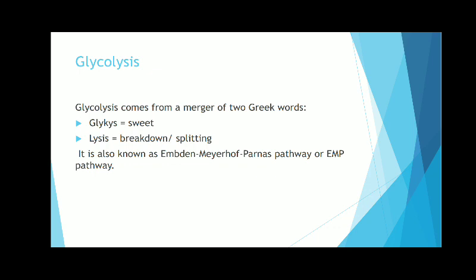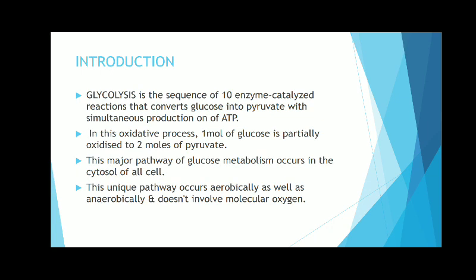So, starting with the topic, first we will see what is the meaning of the word glycolysis. Glycolysis comes from a merger of two Greek words. Basically, it is a Greek word. The one is glykis, which means sweet, and the other one is lysis, which means breakdown or splitting. It is also known as Emden Meyerhof Parnas pathway or EMP pathway. So that was about the word. We'll move on with the introduction part.